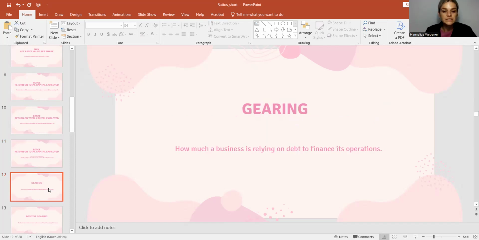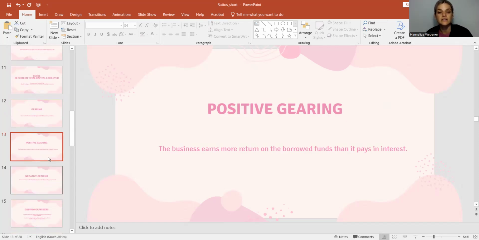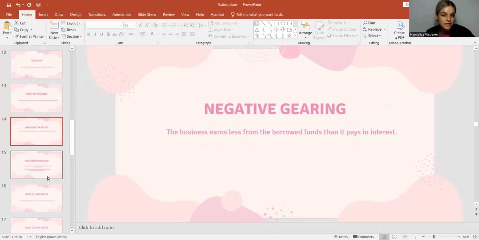Then we also looked at gearing, specifically with your ROTCE. So when we're looking at ROTCE, we're looking at positive or negative gearing. We are going to say that the company is positively geared if their return on total capital employed is more than the interest. In other words, I'm positively using my capital to generate profits. If your ROTCE is lower than the interest rate, then we are going to say that you haven't been able to generate good profits using your capital, therefore you are negatively geared.